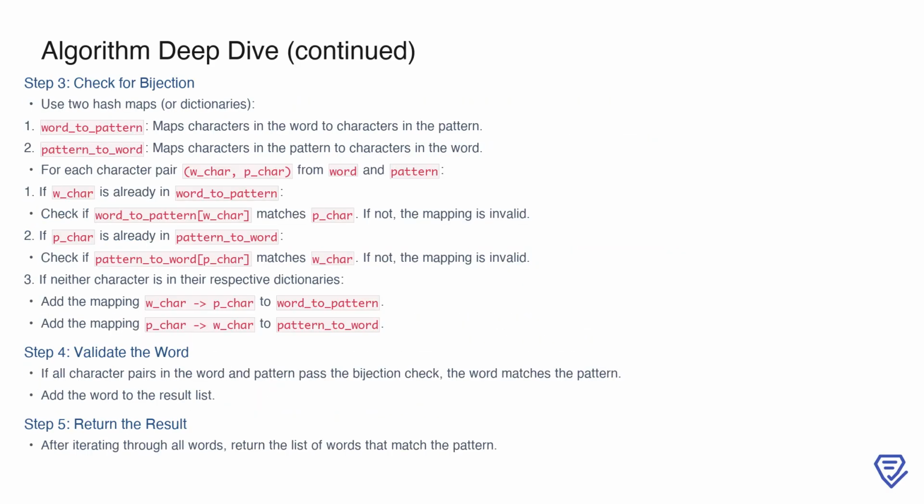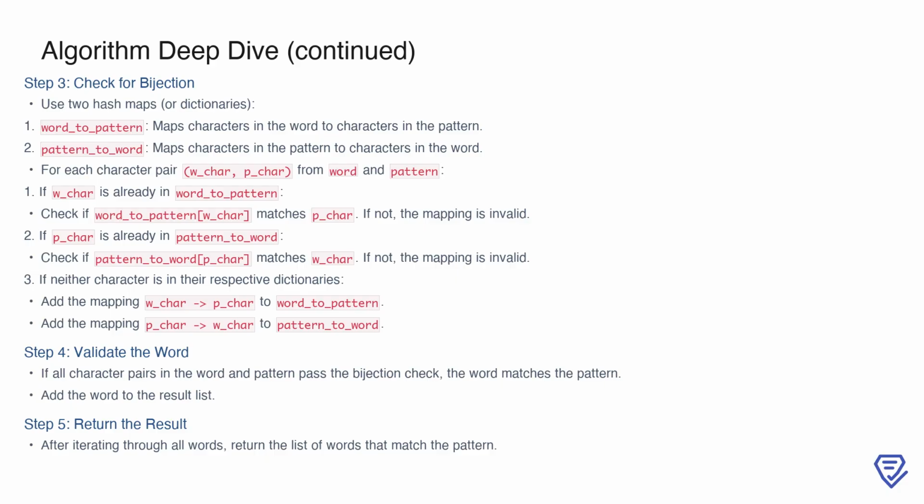To determine if a word matches the pattern, we use two hash maps, or dictionaries, to track the mappings in both directions. The first dictionary, word_to_pattern, maps characters in the word to characters in the pattern. The second dictionary, pattern_to_word, does the reverse, mapping characters in the pattern to characters in the word. For each character pair from the word and the pattern, we check the following. First, if the character in the word already exists in word_to_pattern, we confirm that its mapped value matches the corresponding character in the pattern. If not, the mapping is invalid.